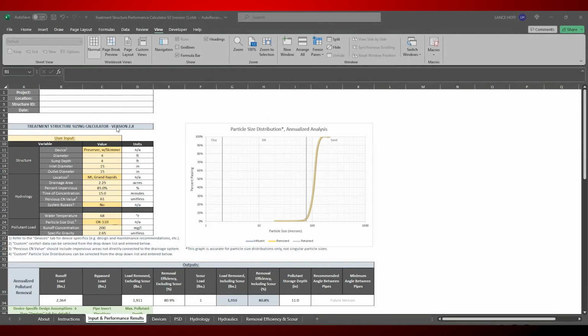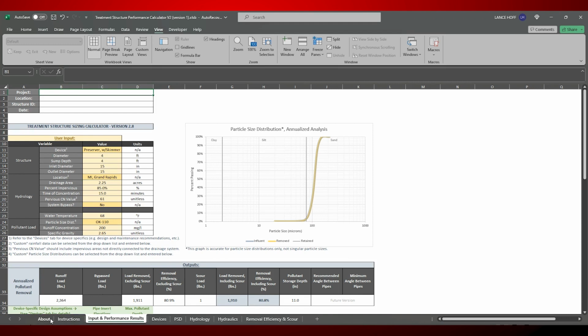In this video, we are going to provide an overview of our treatment structure sizing calculator. The purpose of this calculator is to provide a means for users to accurately design hydrodynamic separators to meet target performance goals. The test protocol utilized in this calculator was developed by the University of Minnesota's St. Anthony Falls Laboratory as a means for MS4s to report measurable goals under the National Pollutant Discharge Elimination System Phase 2 regulations. The calculator is built in a spreadsheet for transparency and ease of use and consists of multiple tabs.